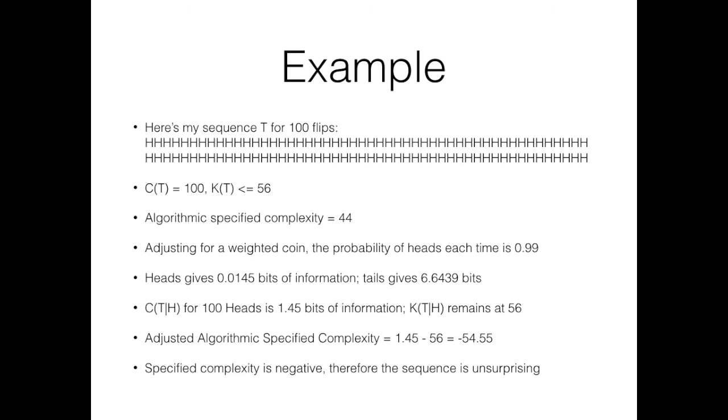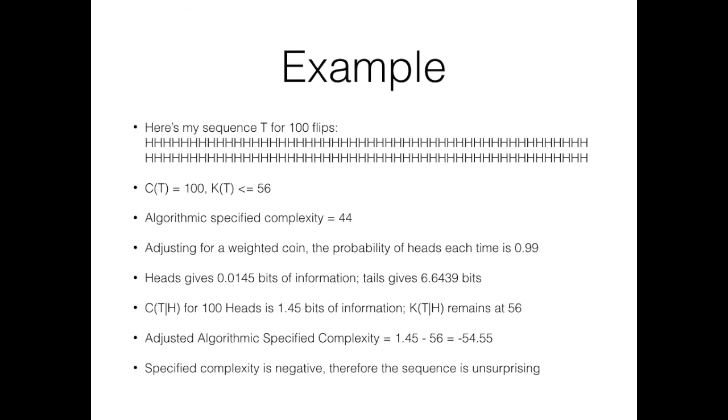So the physical complexity is 100 if you don't have background information, and the Kolmogorov complexity is less than or equal to 56. So our algorithmic specified complexity is 44. Now, if we adjust for a weighted coin, the probability of heads each time is 0.99. Heads gives us 0.0145 bits of information, and tails gives us 6.6439 bits. And this comes from the negative log of the result.